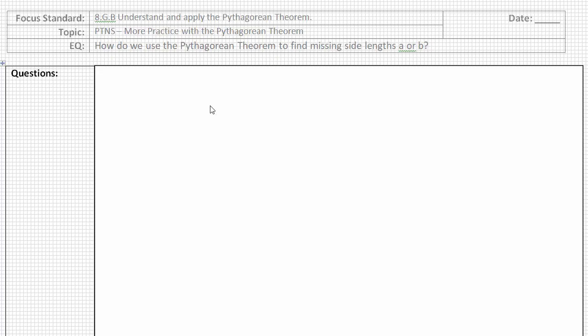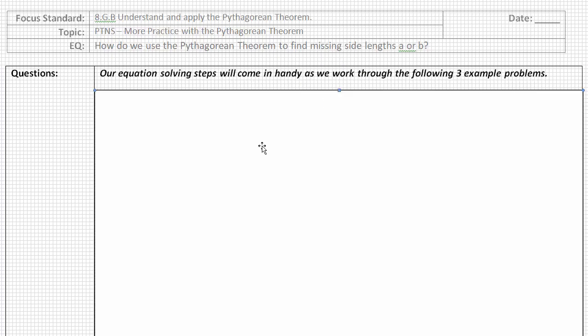So you may remember from our last video where we used the Pythagorean Theorem to find the missing hypotenuse, side C. What I want us to work on today is using our equation solving skills to go through the same formula, a squared plus b squared equals c squared, but this time find and solve for missing side lengths, either A or B. So I have 3 examples for us today.